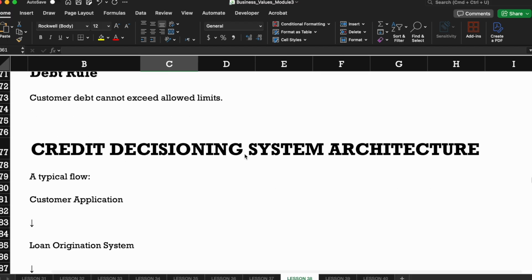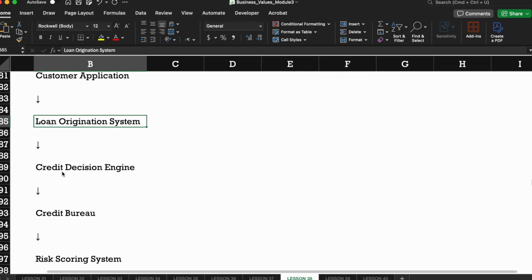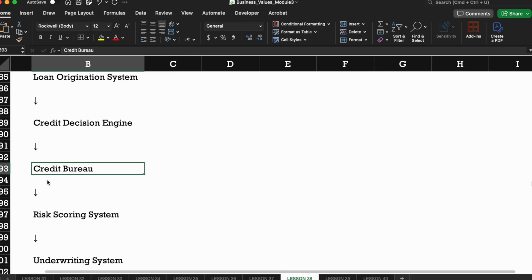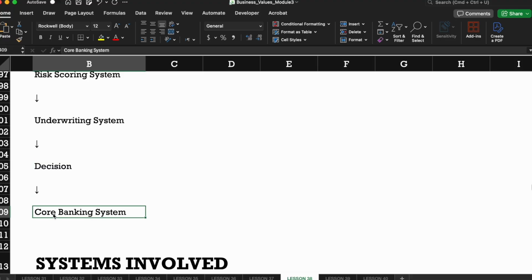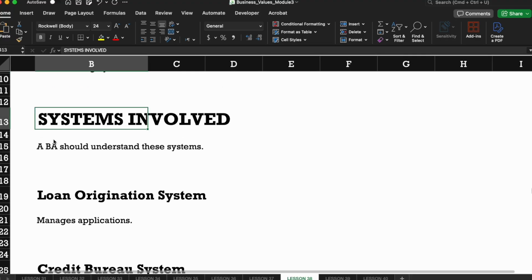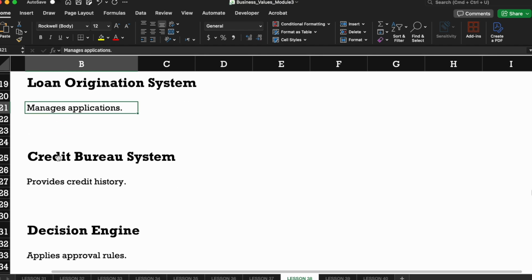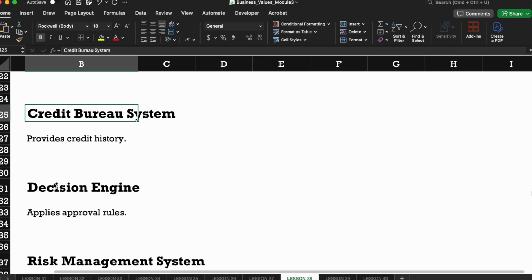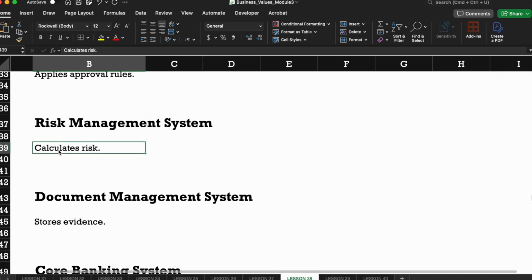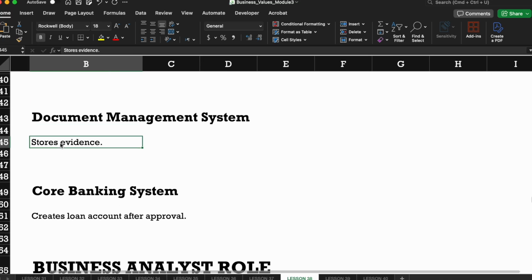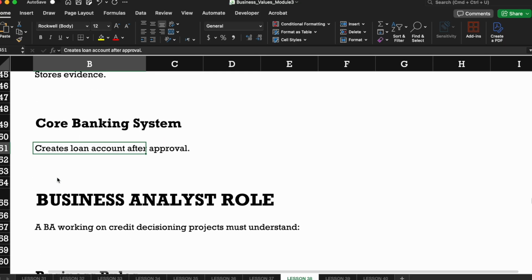Credit decisioning system architecture. A typical flow: customer application, loan origination system, credit decision engine, credit bureau, risk scoring system, underwriting system, decision, core banking system. A BA should understand the systems involved. The loan origination system manages applications, the credit bureau system provides credit history, the decision engine applies approval rules, the risk management system calculates risk, the document management system stores evidence, and the core banking system creates the loan amount after approval.